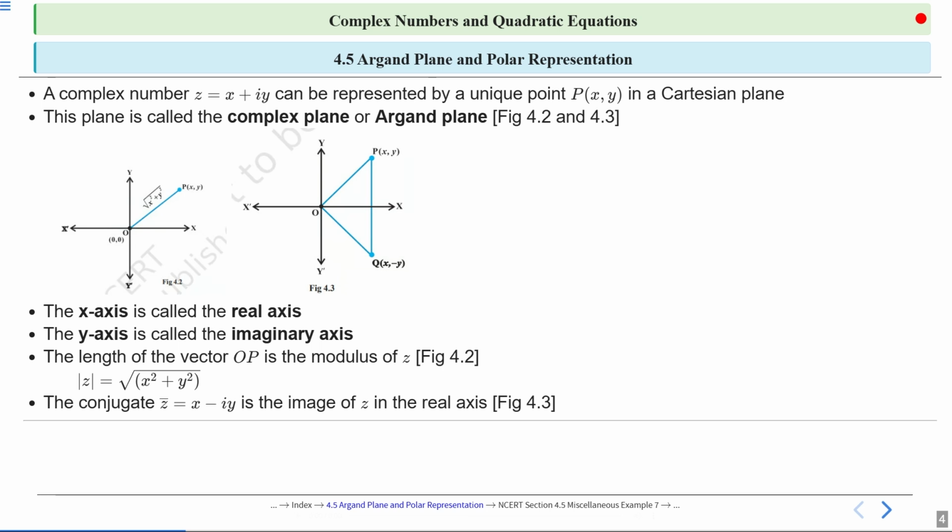So look at figure 4.3. In this figure you can see the reflection of the point P x, y with respect to the real axis is Q of x, minus y. Okay, so z conjugate is nothing but the reflection of z across the real axis.